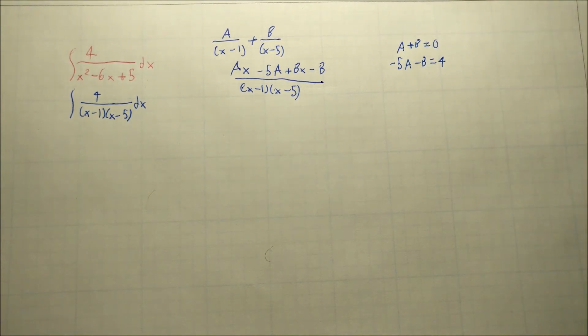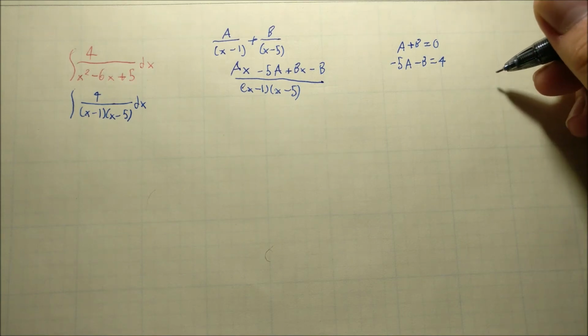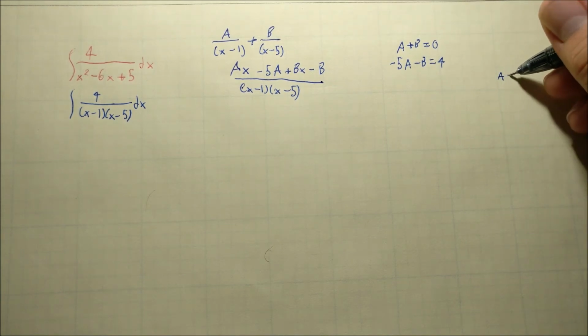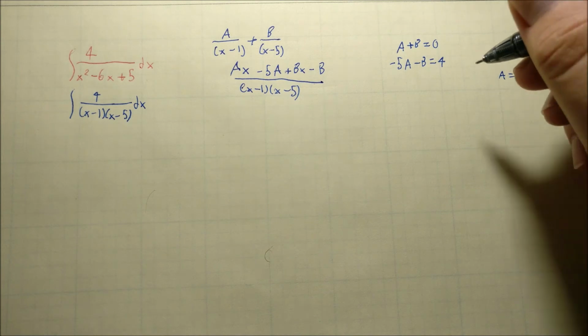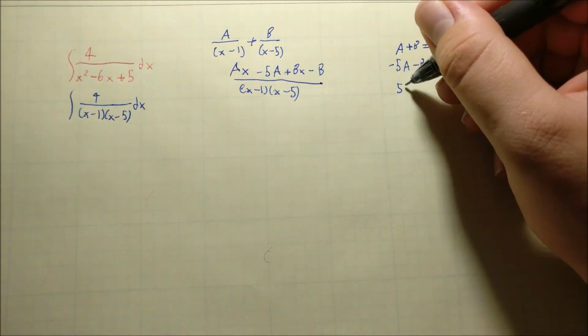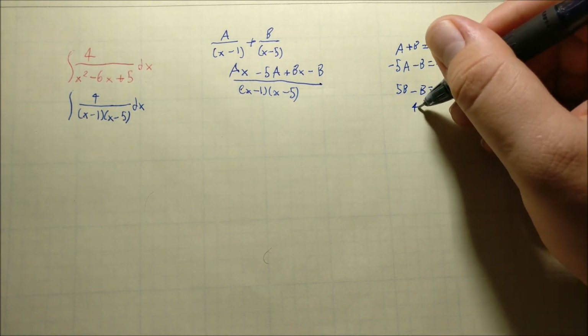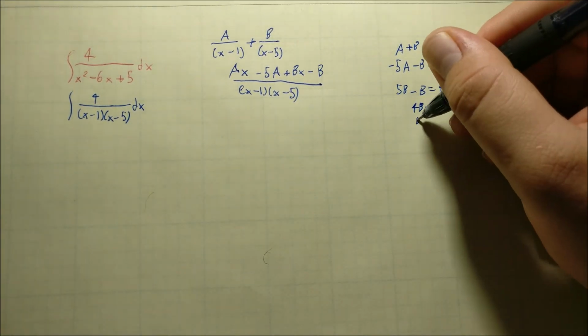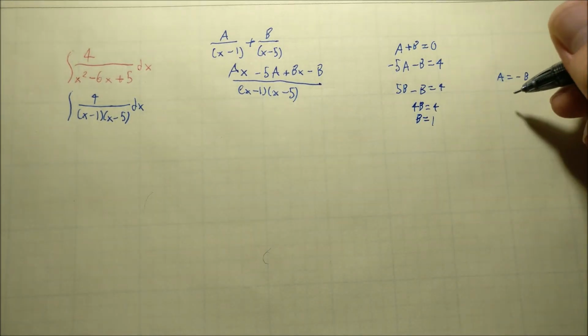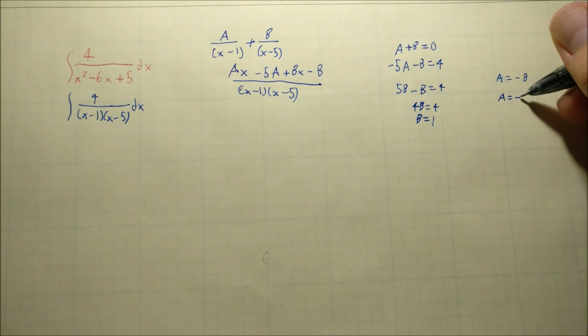Now, how can we solve this exactly? Well, we just have to add these together. So we know that a plus b equals 0, so a equals negative b. We can substitute that in to get 5b minus b equals 4. 4b equals 4. b equals 1. So therefore, a must equal negative 1.